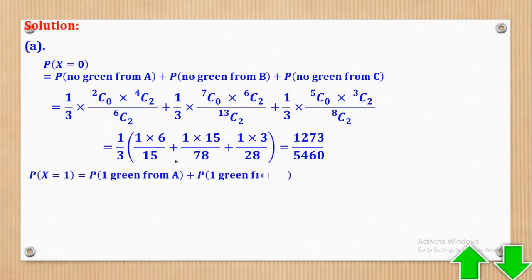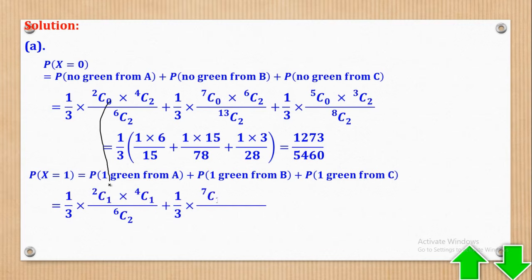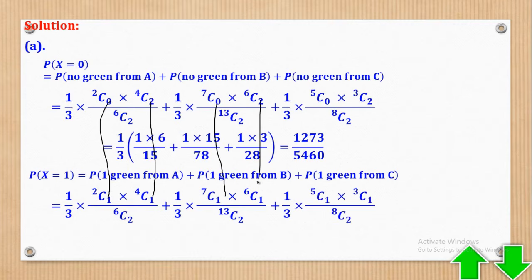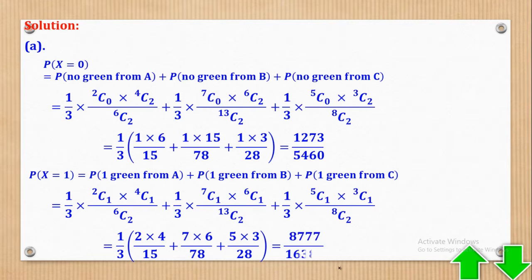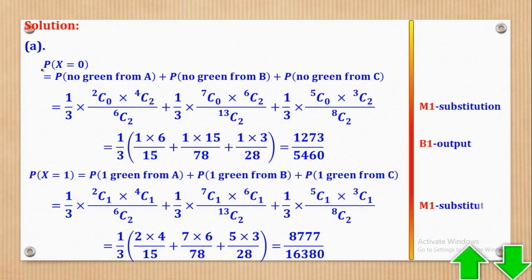Then for x equal to 1, it means that you pick 1 green from A and 1 green from B and 1 green from C. Therefore, here, instead of putting 0, I'll be putting 1 green and 1 from here. Then here 1 green and 1 from here. 1 green and 1 from here. The rest remains the same. Next, I'll use a calculator to come up with that, and the answer will be 8777 over 16380. So that is for x equal to 0 and x equal to 1.